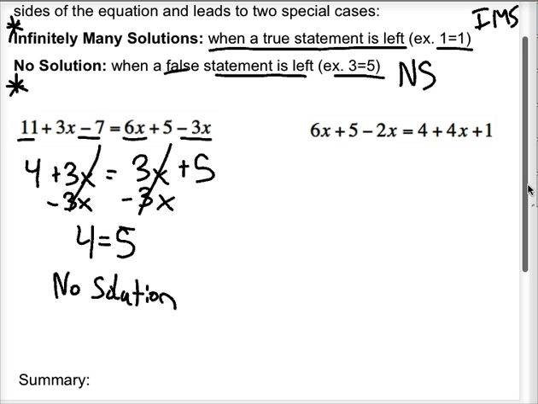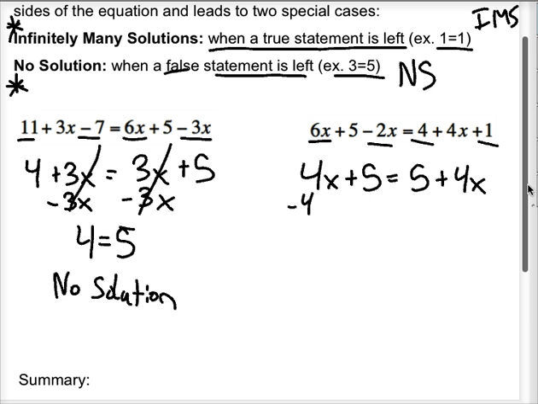So let's take a look at the other side. Again, I see some cleaning up that can be done. I see some like terms that can be combined on both sides of my equation. So I see here 6x minus 2x is going to give me 4x. Here I see 4 plus 1 is going to give me 5. So again, really quickly, I'm just combining my like terms to clean it up a little bit. And now I see, again, I have my variable on both sides. So I'm going to attempt to cancel it off of one side. I'm going to try to cancel this one, subtracting 4x from both sides.